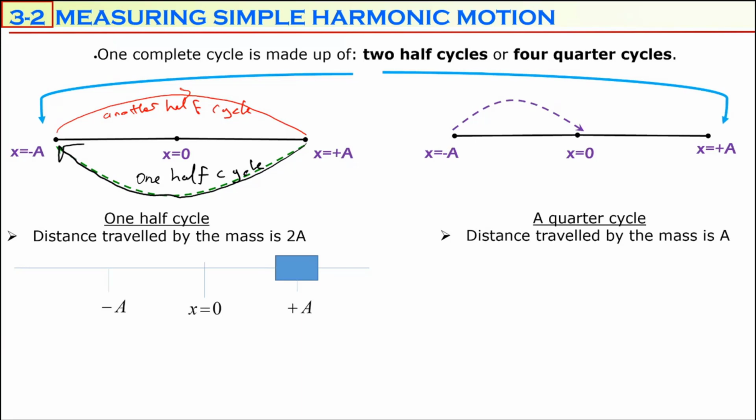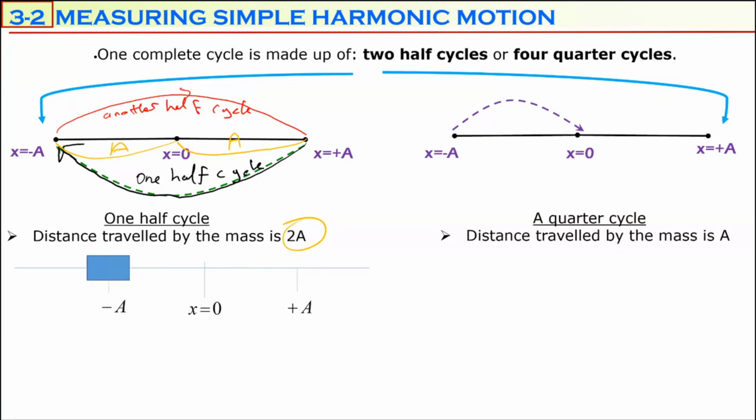What is the distance traveled by the vibrating mass in a half cycle? It is 2A. 1A is from positive A to 0, and from 0 to negative A, one more A. For that reason, the distance traveled by the mass is 2A. You can see this by animation. This is a half cycle from positive to negative A.